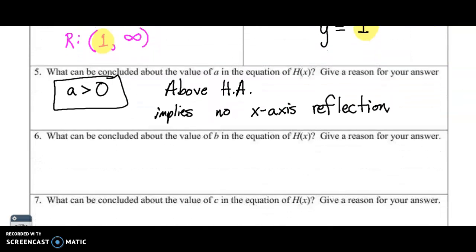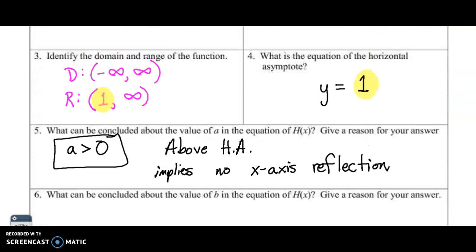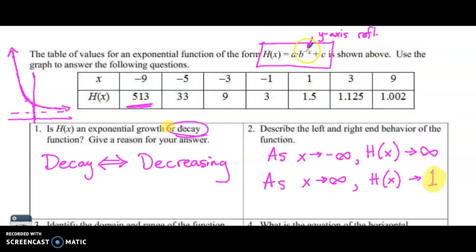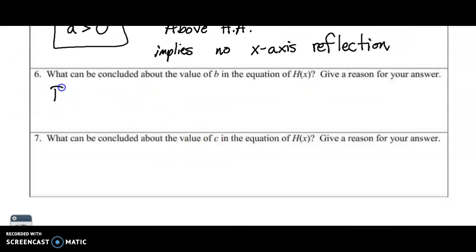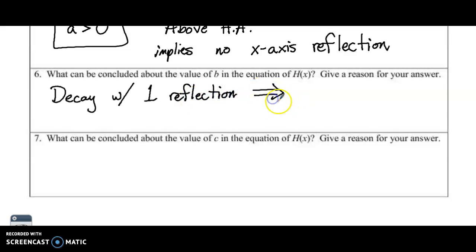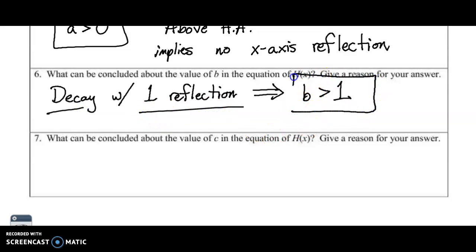And what can we conclude about the b value? Well, we had a y-axis reflection, so there's one reflection, no x-axis reflection, and we have decay. Well, if we have a decay function with one reflection, that means my base needs to be bigger than 1. Implies, that's my symbol for implies, by the way, the base is larger than 1. There's your reason. Decay with one reflection, base is larger than 1.